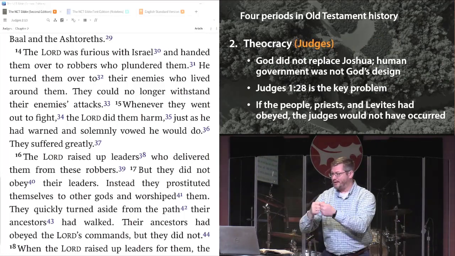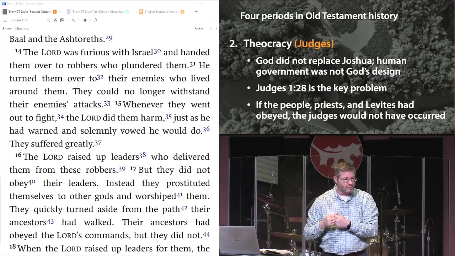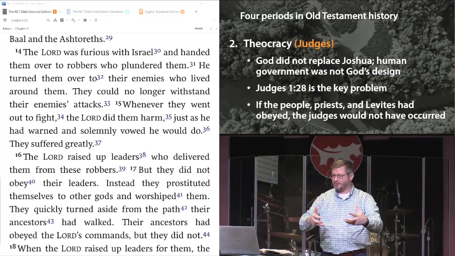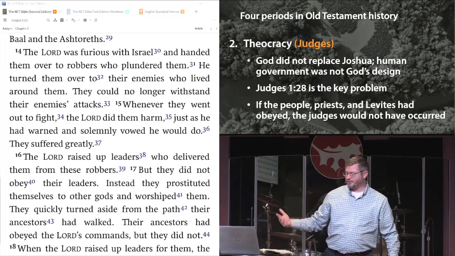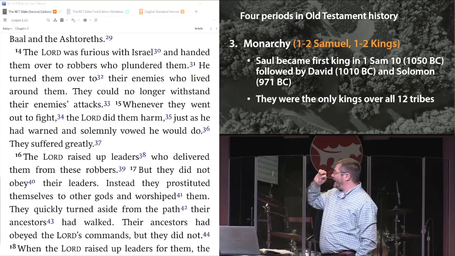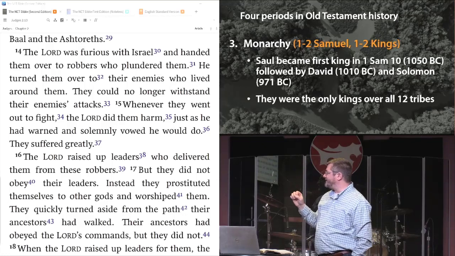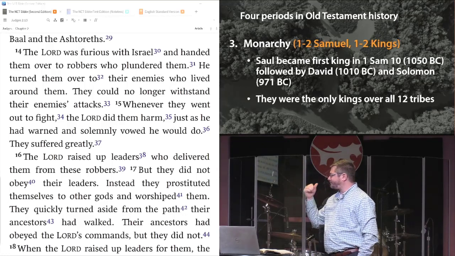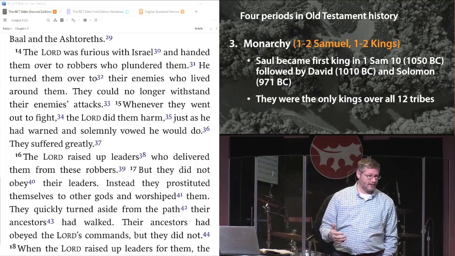The book of Judges isn't even supposed to be in the world history. Had they obeyed the way they were supposed to, all of these names in the book of Judges never would have happened. Okay, but they didn't obey. And so we go into the monarchy, and in roughly 1050 BC, in 1 Samuel chapter 10, Saul became the first king. And what do you know?